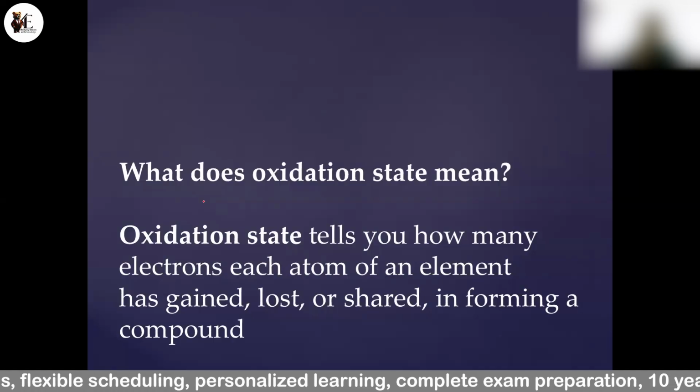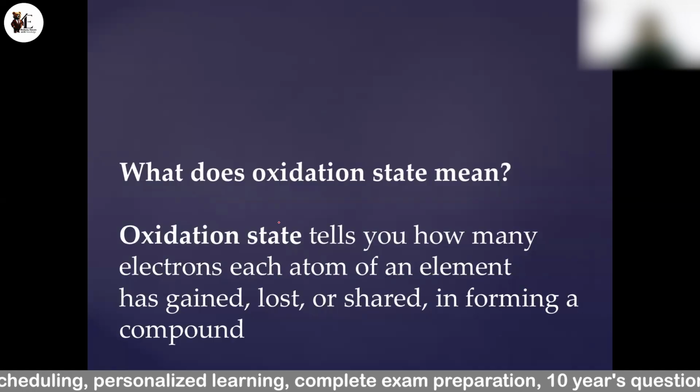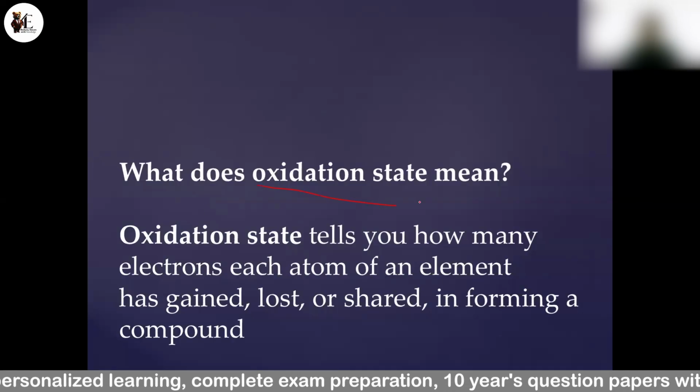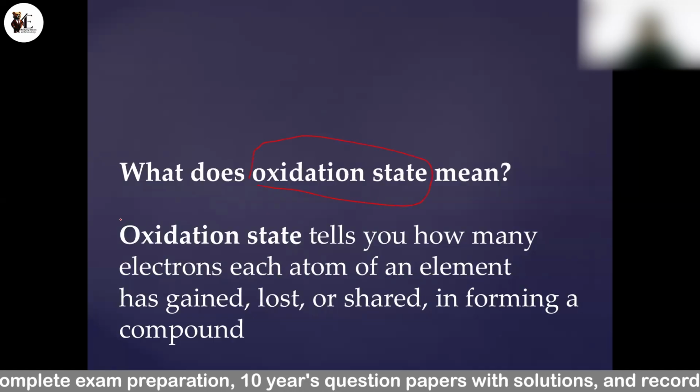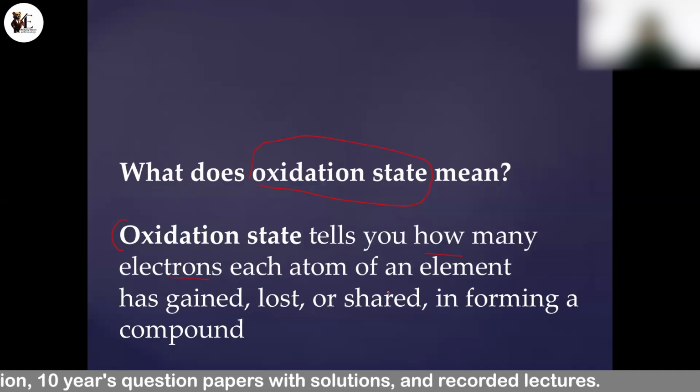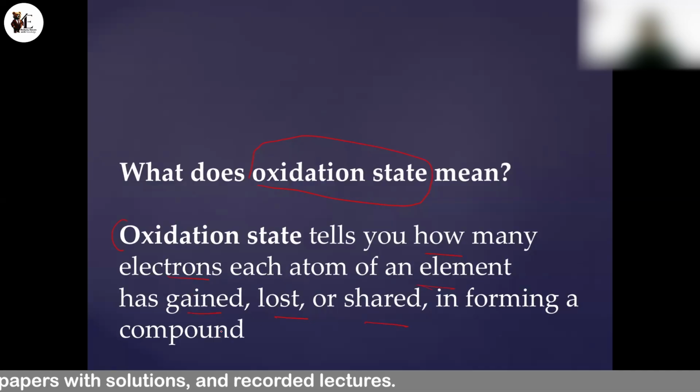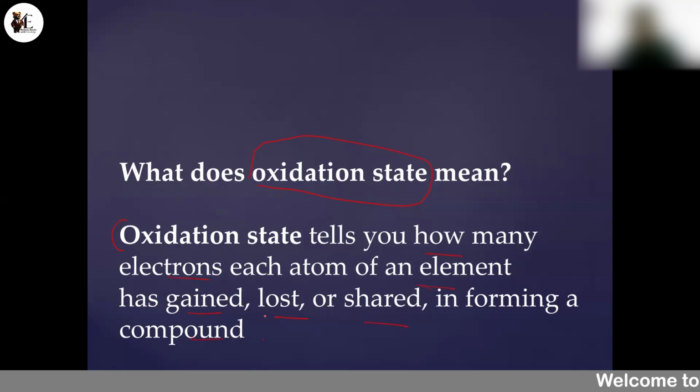The third method by which you can identify oxidation and reduction is by oxidation state. What does oxidation state mean? Basically, the oxidation state tells us how many electrons each atom of an element has gained, lost, or shared in forming a compound. What is an oxidation state? It tells us how many electrons each atom has gained, lost, or shared in forming a compound.